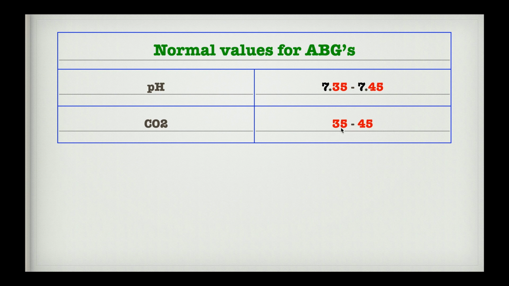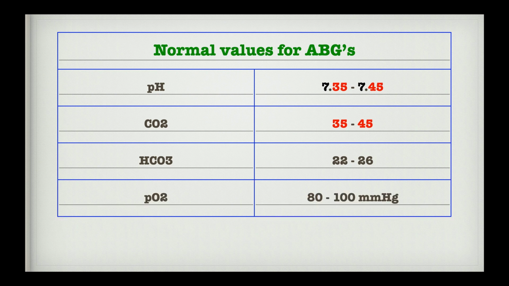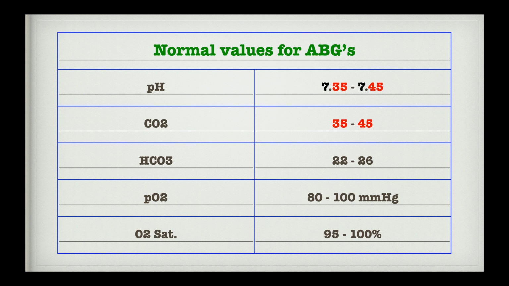I intentionally made it red over here so that you can see that the carbon dioxide has the same values as the second part of the pH. And so the pH is 7.35 to 7.45, and carbon dioxide is 35 to 45, to make it easy for you to recognize it. Then bicarbonate is between 22 and 26. Then we have a partial pressure of oxygen between 80 and 100 millimeters of mercury. Then the oxygen saturation between 95 and 100%.